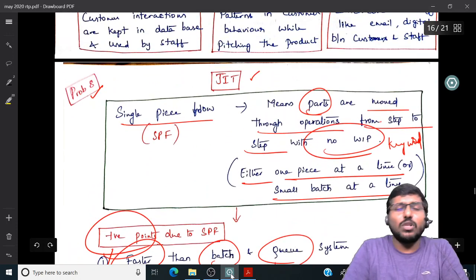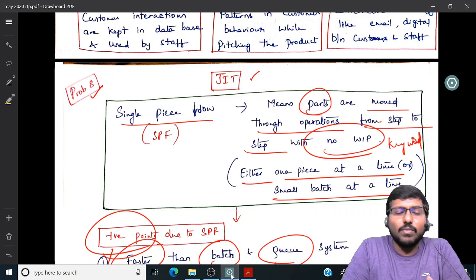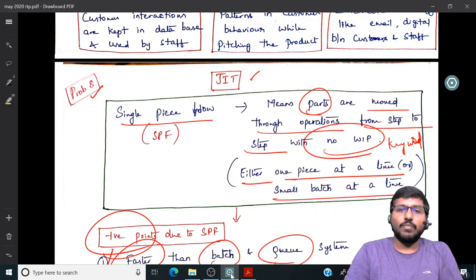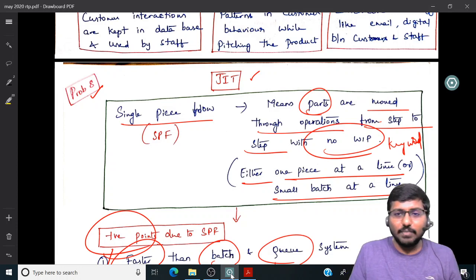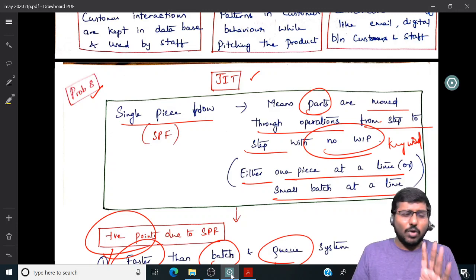So first of all, what is the concept of single piece flow? Parts are moved through operations from one step to another step without work in progress. So the keyword is there will be no work in progress. So either it will be each piece at a time from one operation to the next operation, or it's going to be a small batch at a time.